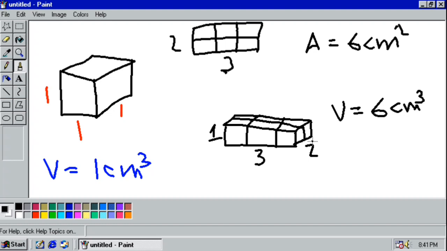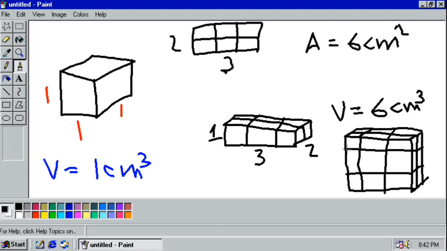So, if we stack the cubes 3 deep, we see that we have 3 times 6, or 18 cubes, so let's say. So we added 2 cubes here. So this side has 3, this side has also 3, and this side has 2. So to find the volume, we're simply going to multiply all of the sides. So the volume of a cube is length times width times height.